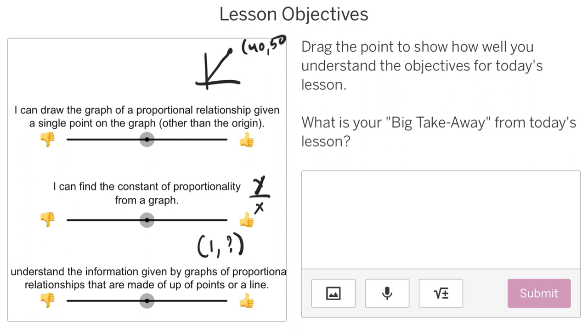Okay, so your big takeaway today, I would say, is just making sure you know how to find the constant of proportionality from a table or from a graph, or even looking at an equation. So that is it for section 11. It's a nice short little section, but it is pretty tricky.